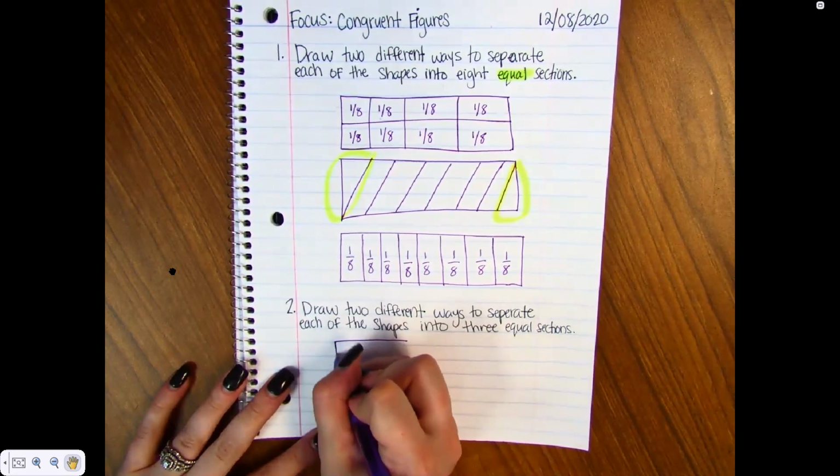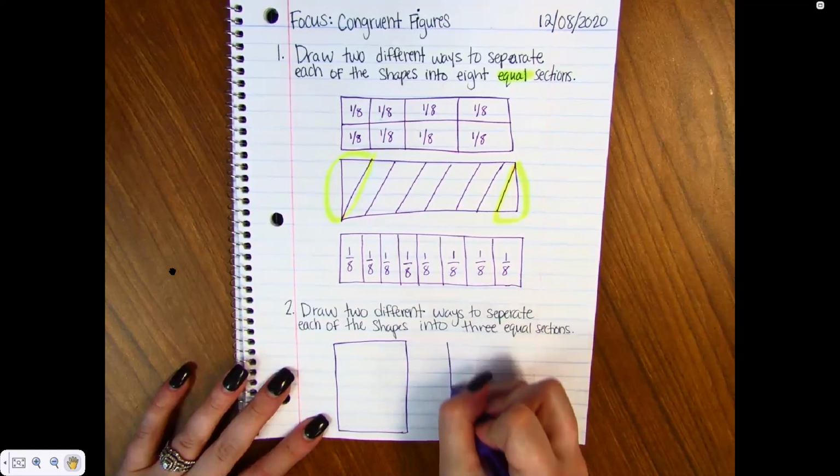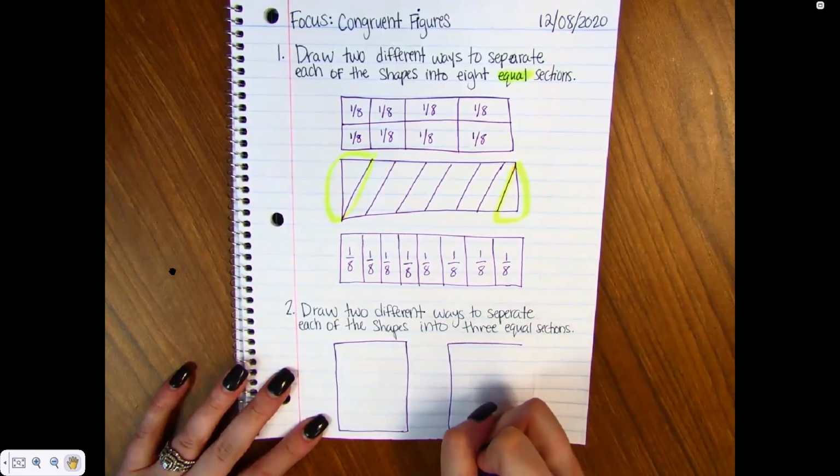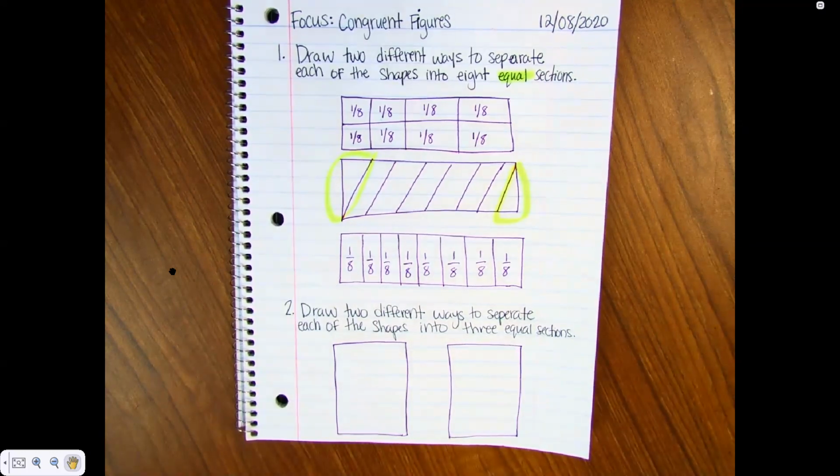So this time, we're going to have rectangles going this direction. Those are more like squares. Yeah, they're kind of more like squares, but they're not squares. They're still rectangles. Okay? Show me how you can divide this into 3 equal sections. How can you divide it into 3 equal sections?